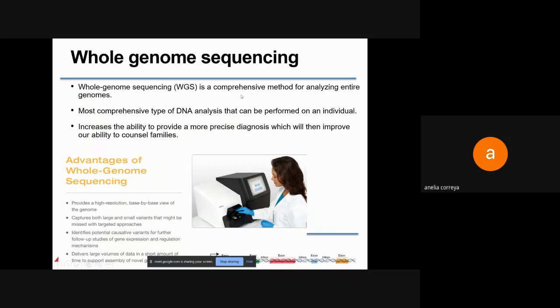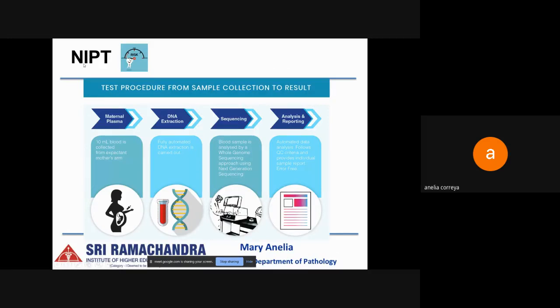Finally, we have whole genome sequencing, which is a very comprehensive method for analyzing the entire genome. In this, both the exons and the introns are completely analyzed, and it will help to provide more precise diagnosis and help to improve the counseling of the families. So this is just with what we saw above only.